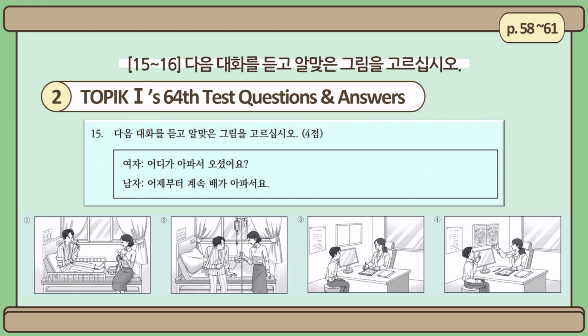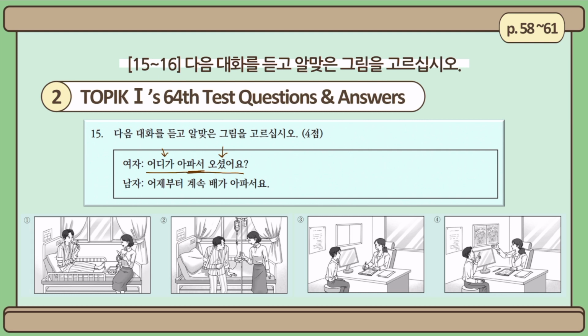Let's start with question 15. 어디가 아파서 오셨어요? Here the ending 아서 어서 is used again to convey the fact that the situation in the preceding statement is the reason for the action stated in the following clause. So literally it means, you came here because of pain where? In other words, where do you hurt?